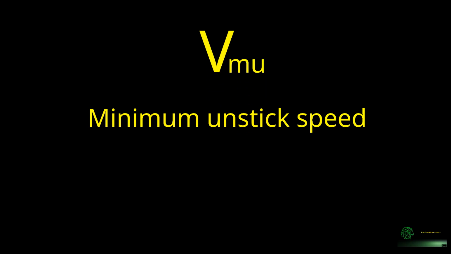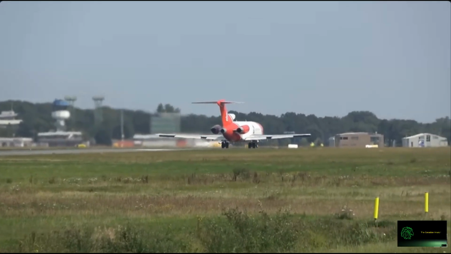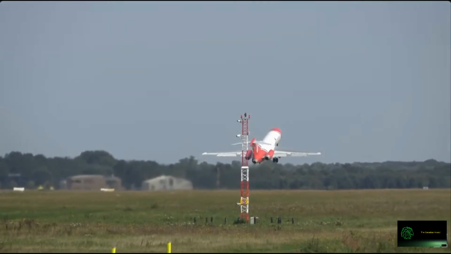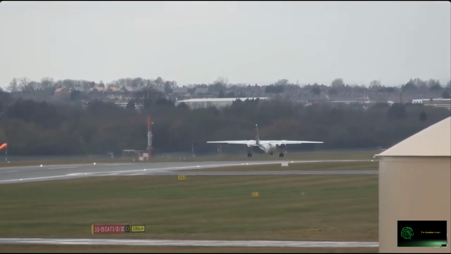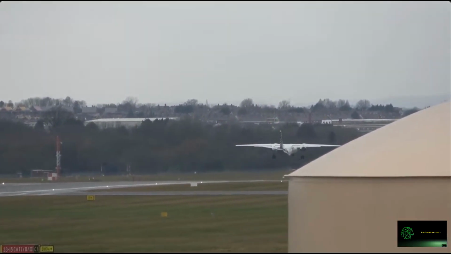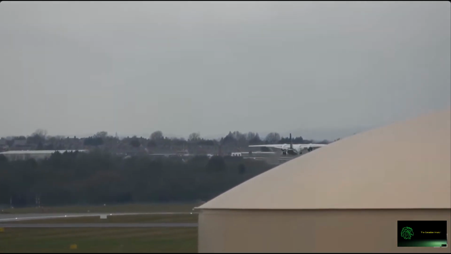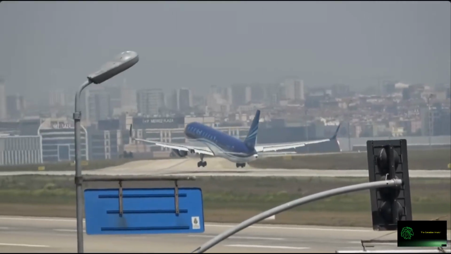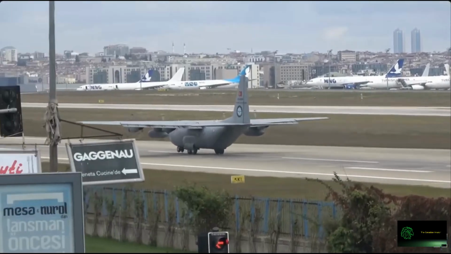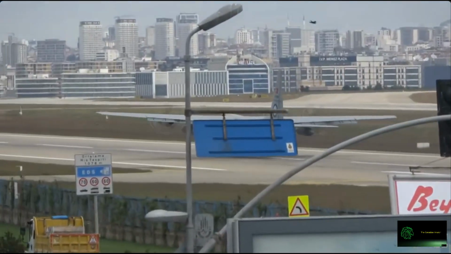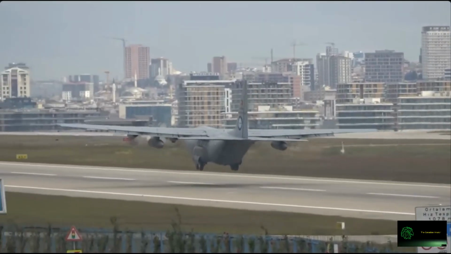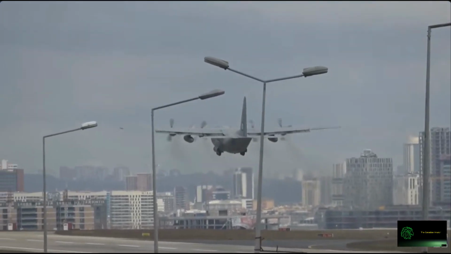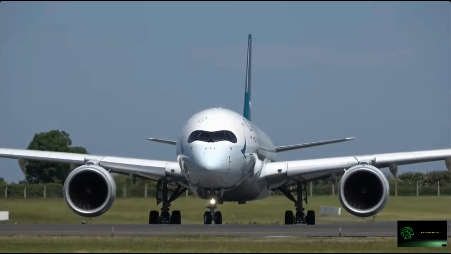VMU, minimum unstick speed. It's the lowest speed at which an aircraft can safely lift off the runway during takeoff. It is determined during certification testing and represents the minimum speed at which the aircraft can become airborne with the correct pitch attitude and maximum takeoff thrust. Below VMU, there is not enough aerodynamic lift to leave the ground safely. VMU is used by manufacturers to help calculate takeoff reference speeds, like V1 and VR, but it is not normally displayed to pilots on the airspeed indicator.